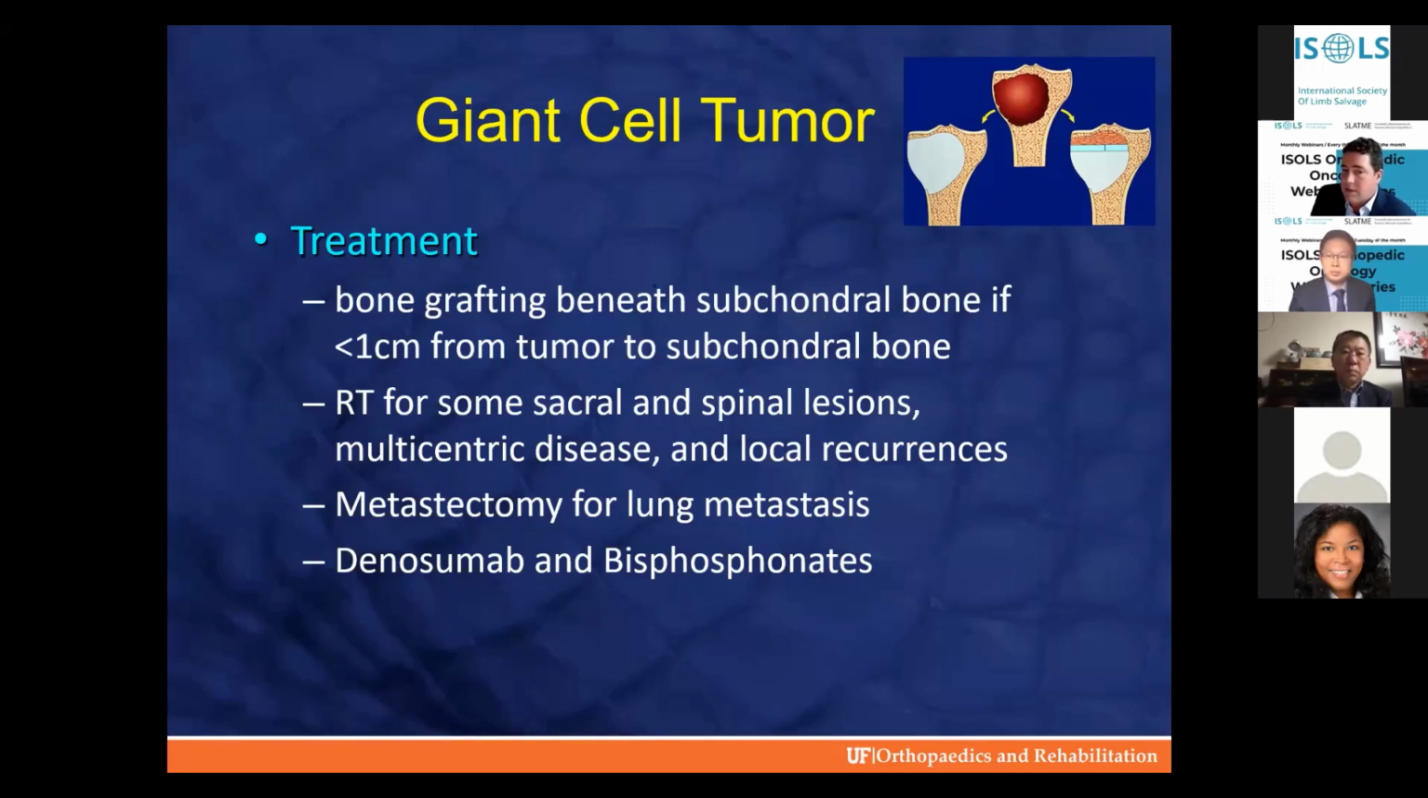Sometimes patients with multicentric disease and repeat local recurrence. Lung metastasis, often we recommend metastectomy when possible, if it's oligometastatic or isolated lesions. Obviously, with widespread disease, usually we get into the topic of denosumab and bisphosphonates, which was discussed rather eloquently earlier today.